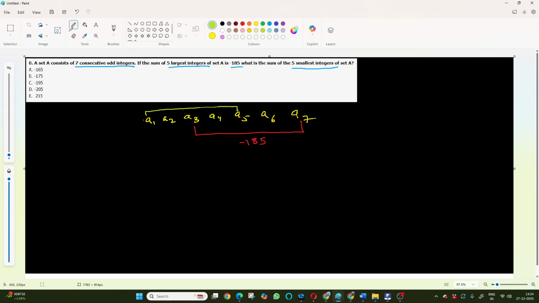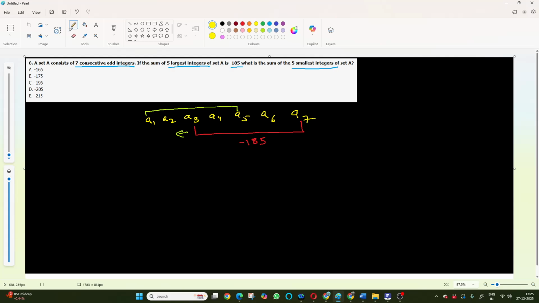So if this green line represents the sum of the five smallest integers, how do we get this green line? In order to get this green line, all we have to do is move this red line two spaces to the left side, right? Now, for every movement to the left, for one space, we are shifting 2 units, right? Because if A3 moves to A2, we have to reduce by 2, right? And if A3 goes to A1's space, we have to subtract 4 from that, right?